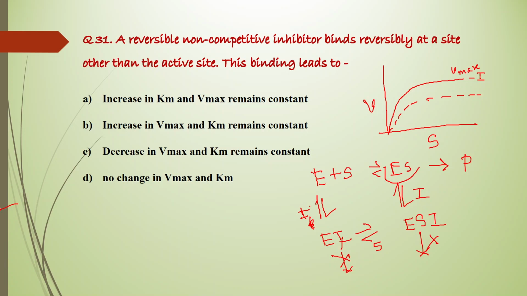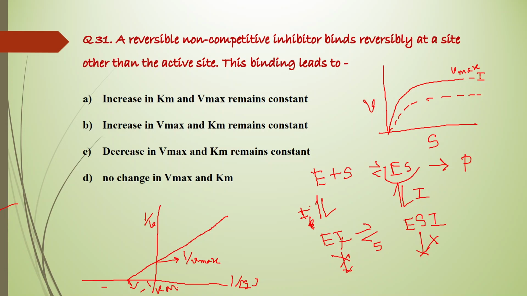Next, this was the normal Michaelis-Menten plot. Now let us look at the Lineweaver-Burk plot or double reciprocal plot. So what do we plot in this case? We plot 1 by V versus 1 by substrate concentration, and without inhibitor we get a line like this where the intercept here is 1 by Vmax and the intercept here is minus 1 by Km.